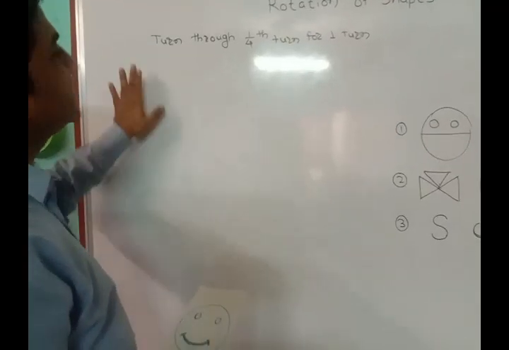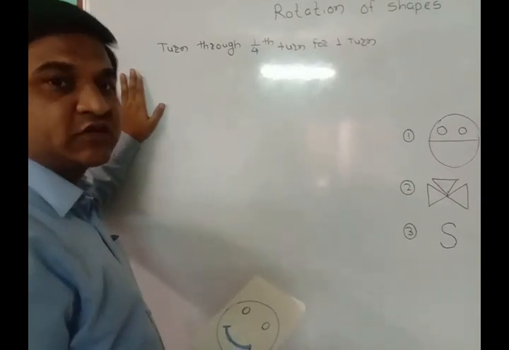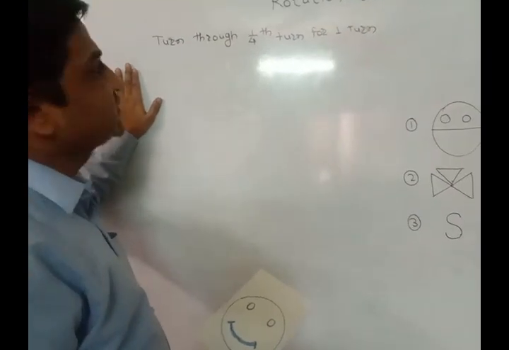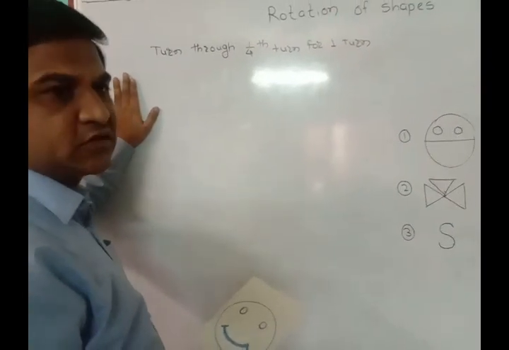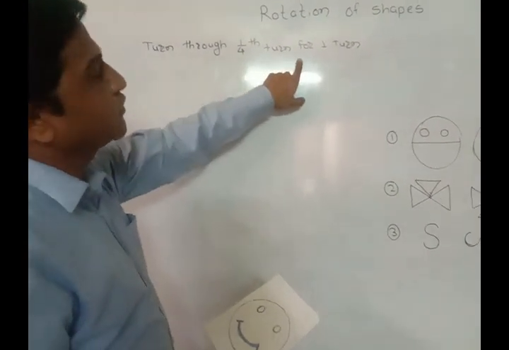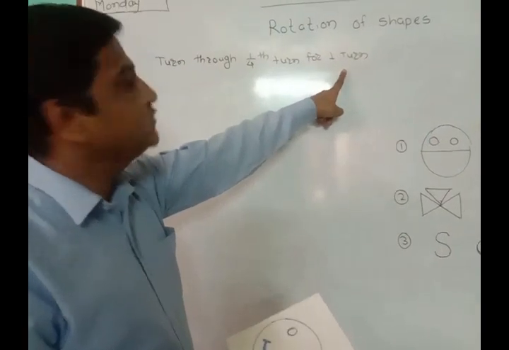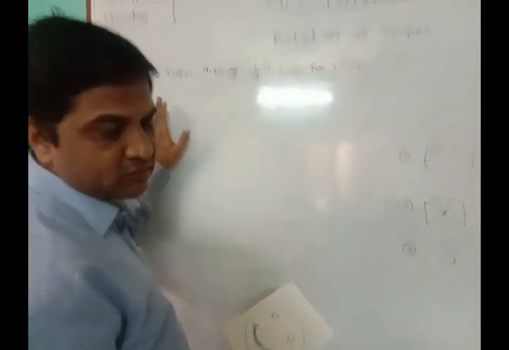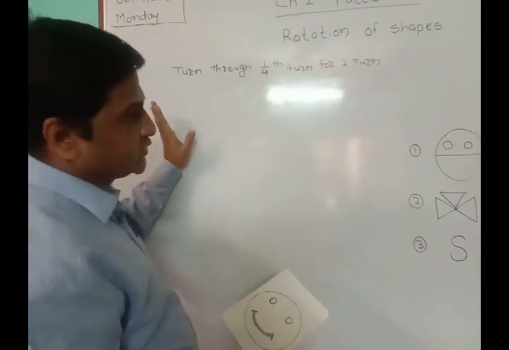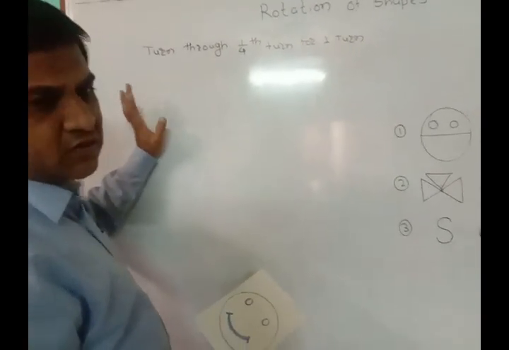Students, now we will see more shapes and how they look after turning them in clockwise or anti-clockwise direction through the given amount. It said that turn through 1/4 of a turn for one turn. As it is not said in which direction, either clockwise or anti-clockwise, we are going to turn it through 1/4 of a turn in the clockwise direction.